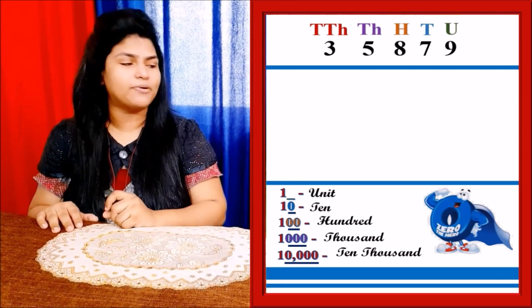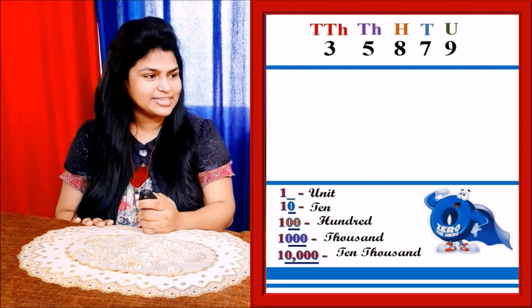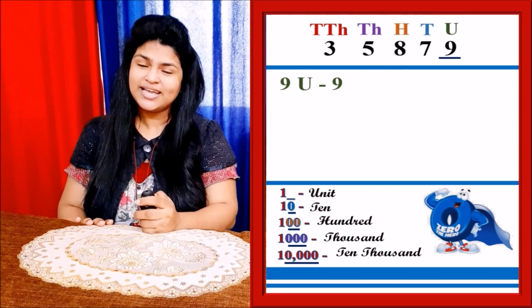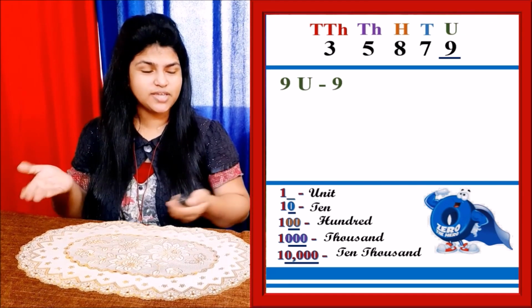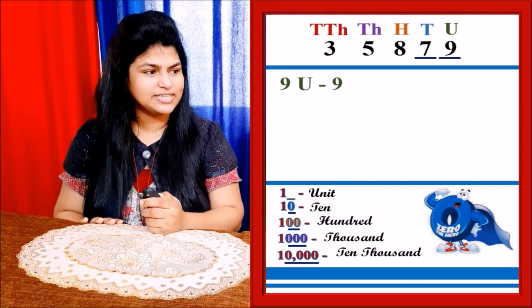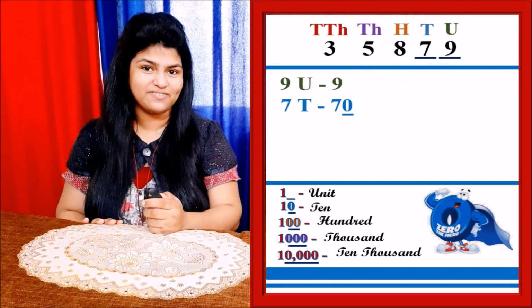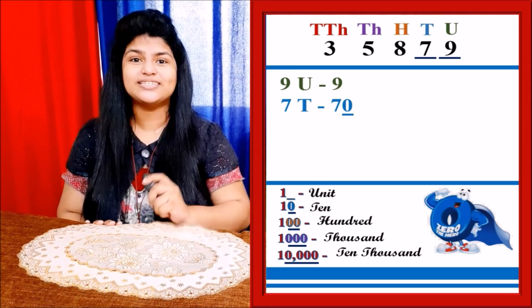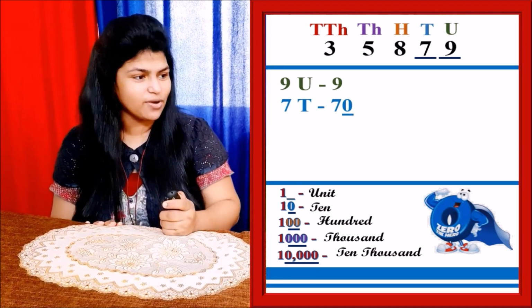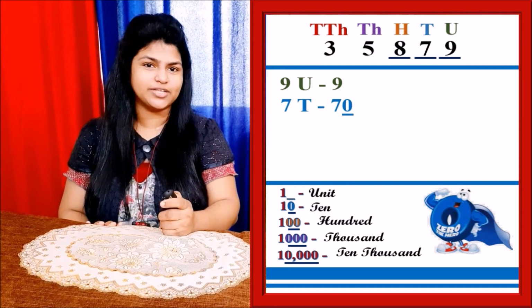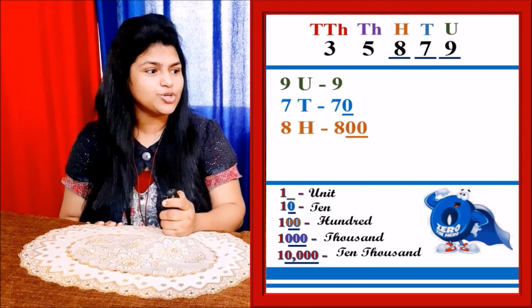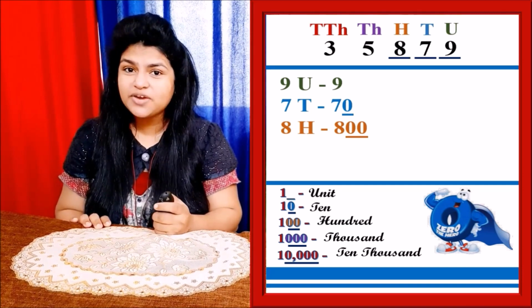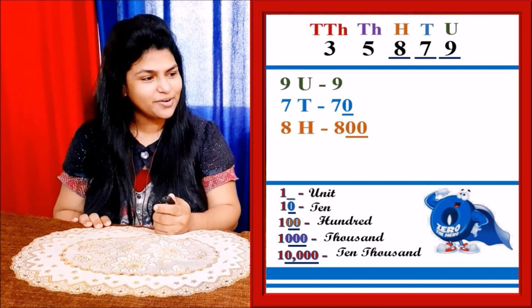So let's come back to the number at hand. 9 can be written as 9u. So 9u means 9, because it has no zero. But what about 7? The 7 in tens place will get 1 zero because tens has 1 zero. Then what about 800? We'll write it as 8h. So 800 will be 8 with 2 zeros. And why 2 zeros? Because 100 has 2 zeros.